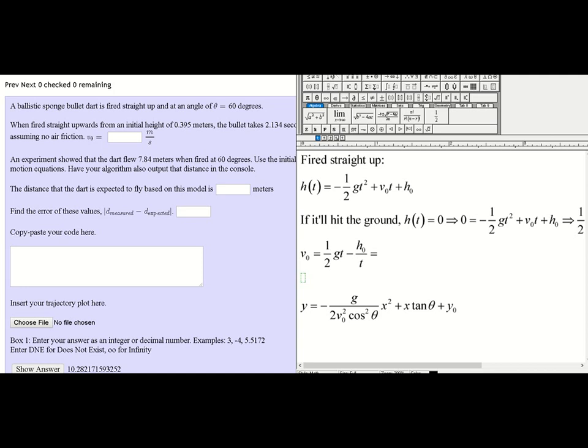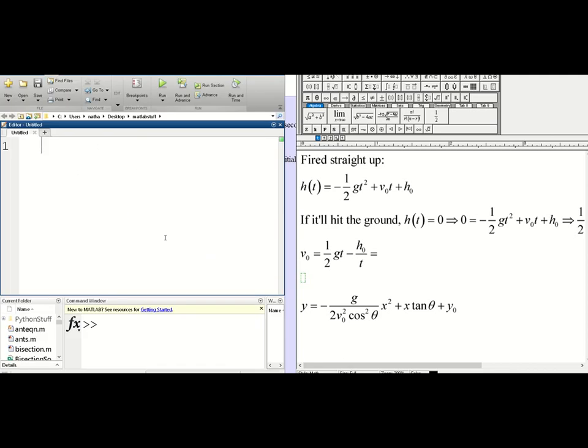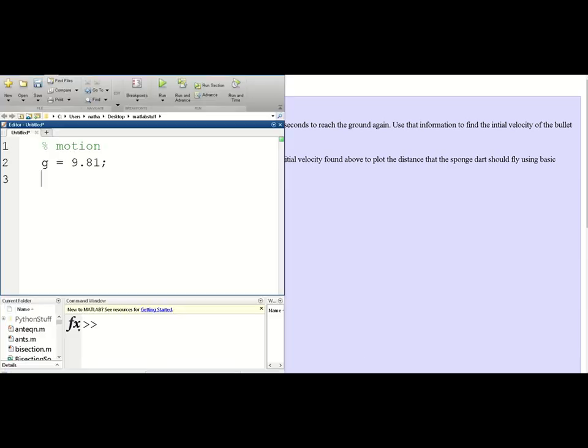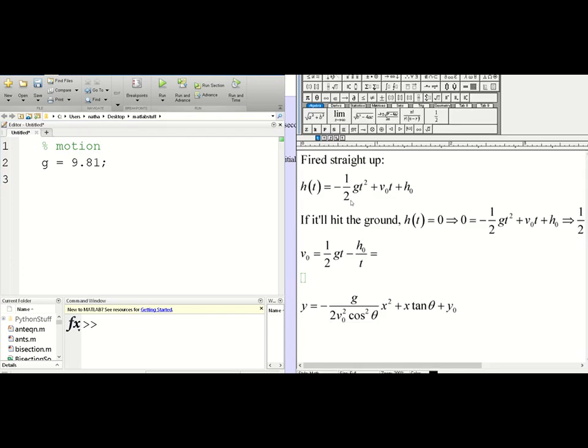Okay, so here's what we're going to do. I got my MATLAB ready to go, and we're going to try to plot this thing. G is a constant, right? So here, let's go plot motion. Okay, so G will be, what are we in? 9.81. I believe we're in meters. Is that correct? Can I verify this? Yeah. Okay. Cool. We're good. And what else do we need?